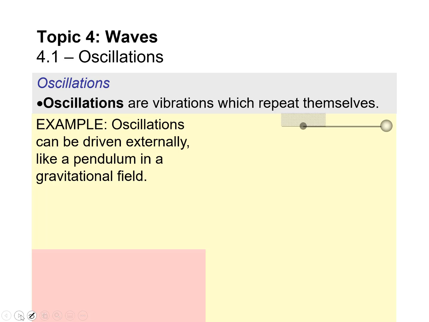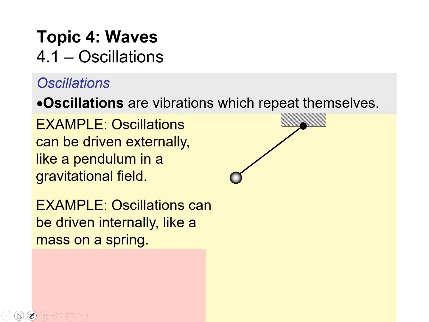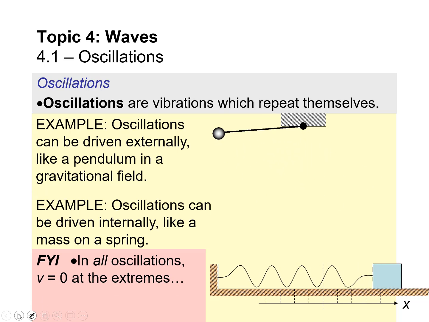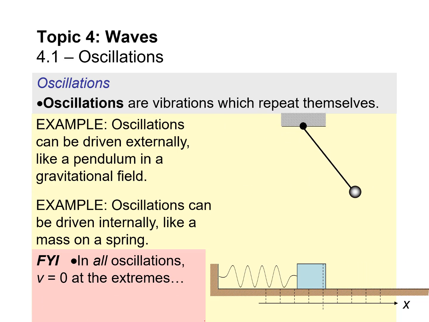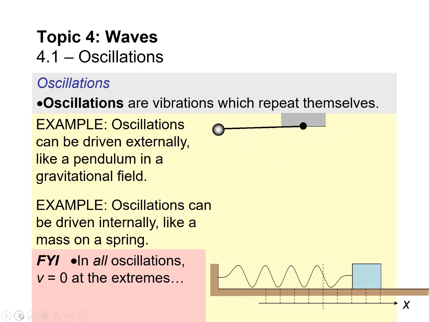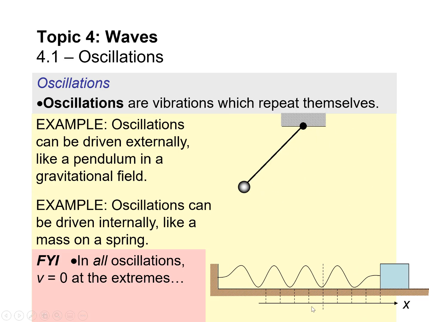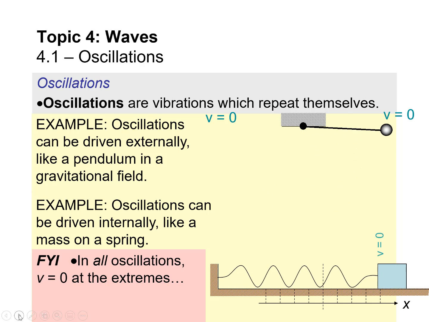So oscillations are vibrations that repeat themselves. They can be driven externally by some external force. In this example, our pendulum is repeatedly pulled back down by gravity, and so it oscillates. Or they can be driven internally, like a mass on a spring. The spring is what's pulling it back to the center. In all cases, our velocity is 0 at the extremes, and our velocity is going to be a maximum when we are at the center.